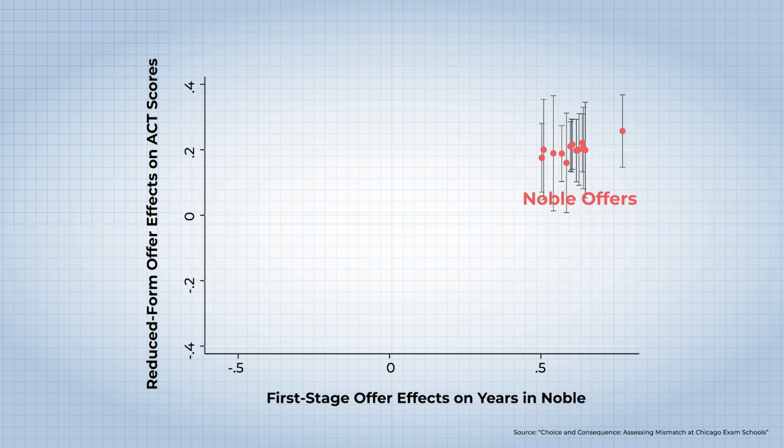The red points here show first stage and reduced form Nobel offer effects for 12 additional groups, 2 more tiers, and 12 groups defined by demographic characteristics related to race, sex, family income, and baseline scores. Although not a perfect fit, these points cluster around a line with slope 0.36 sigma, much like the line we saw earlier for applicants from tiers 1 and 3.